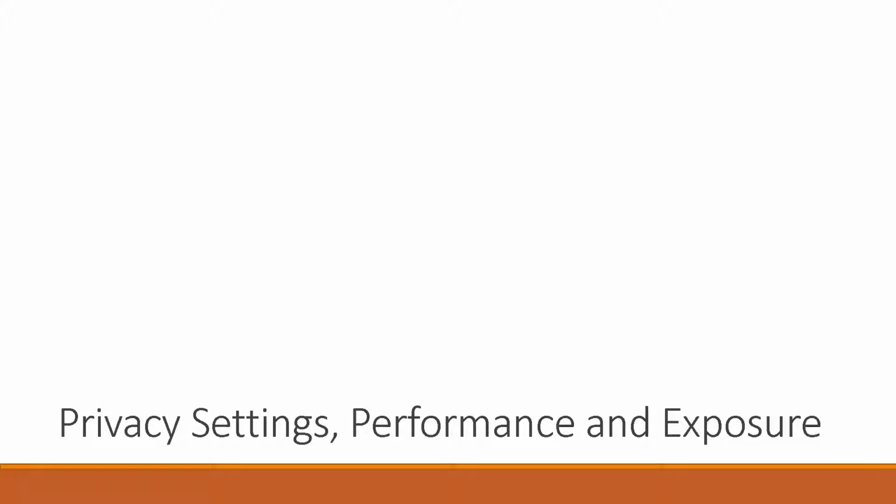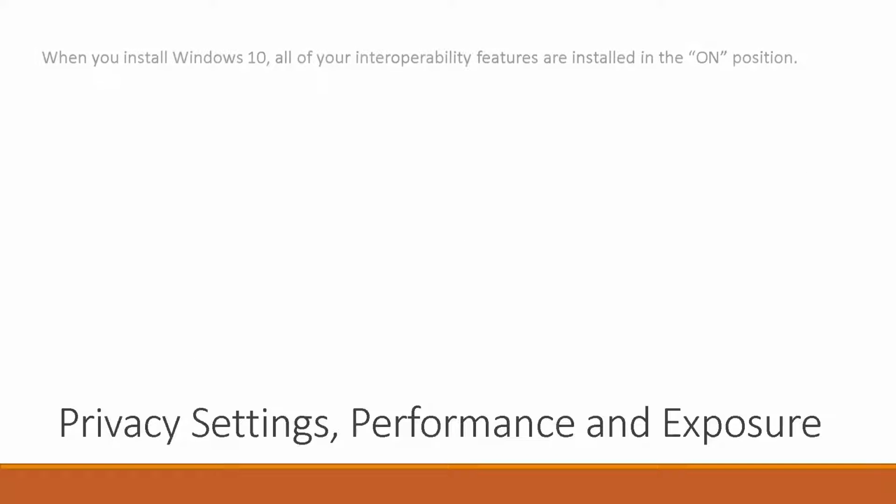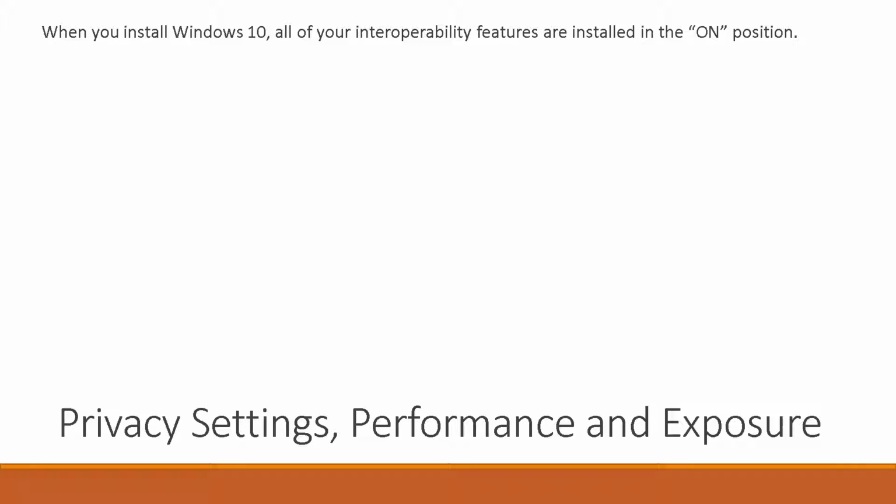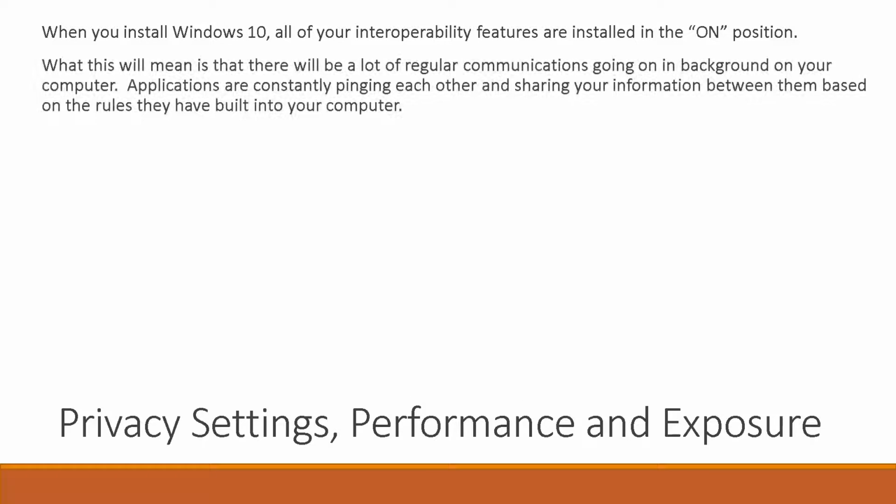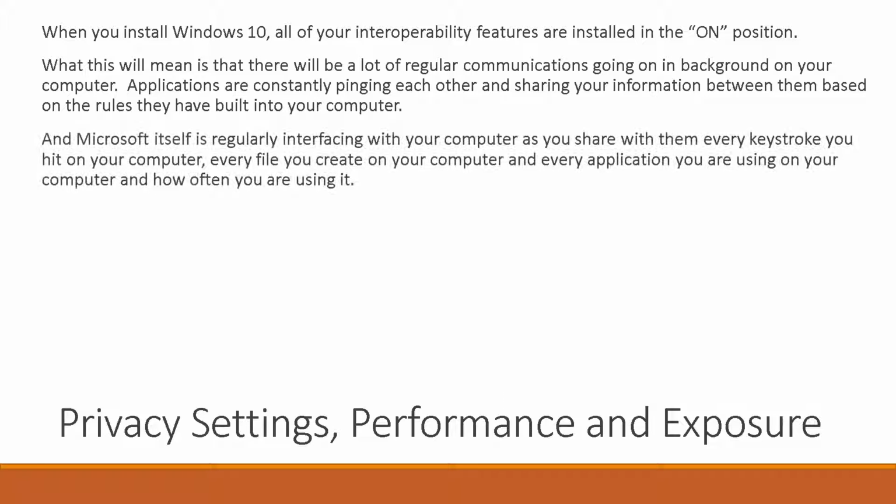When you install Windows 10, all of your interoperability features are installed in the on position. What this will mean is that there will be a lot of regular communications going on in background on your computer. Applications are constantly pinging each other and sharing your information between them based on the rules that they have built into your computer. And Microsoft itself is regularly interfacing with your computer as you share with them every keystroke you hit on your computer, every file you create on your computer, and every application you're using on your computer and how you are using it.